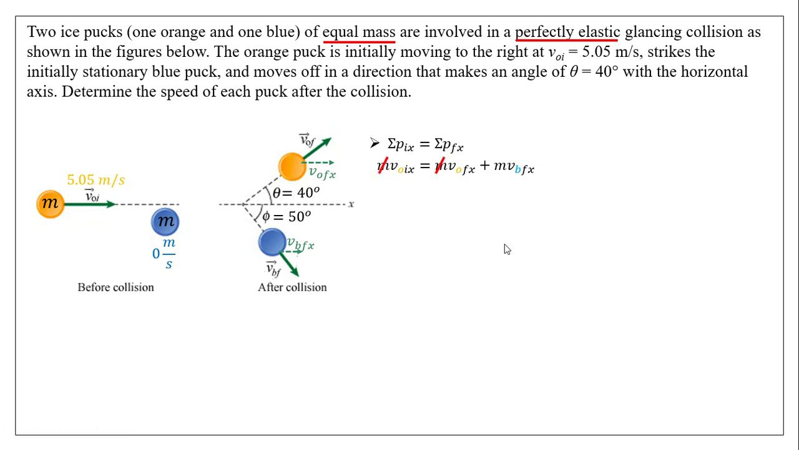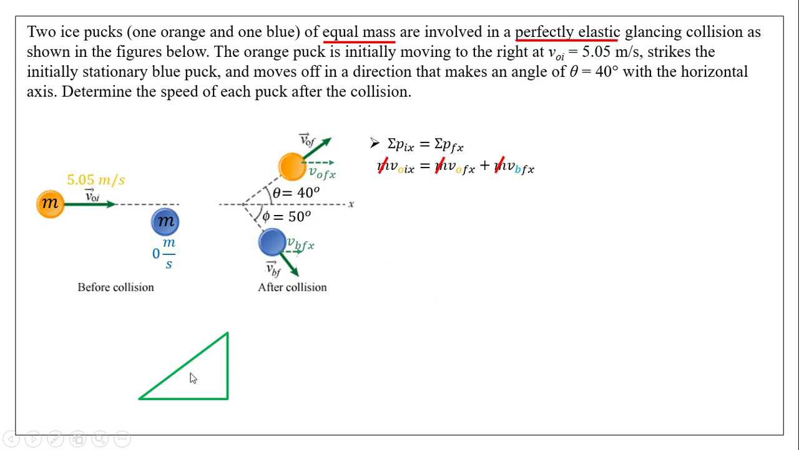Here I'm going to cancel mass out because it appears in every term, and for this one, once again, it says equal masses. So be careful with the algebra here. Don't just cancel mass out unless it's the same. So here on the left side, you notice we have V naught IX, which is given as 5.05. I know that value already. The one thing I don't know is V orange FX and VBFX.